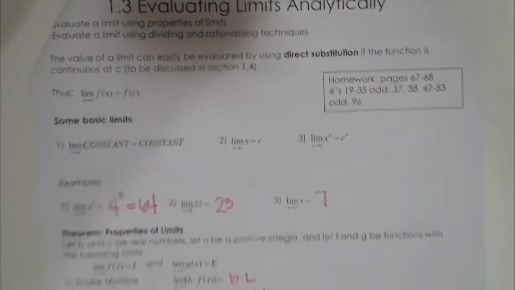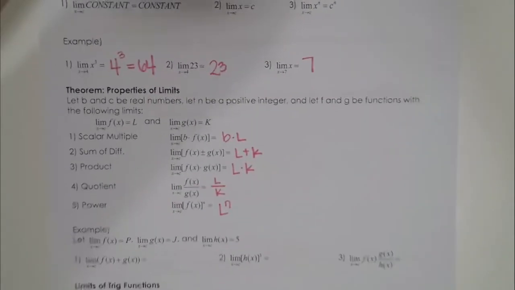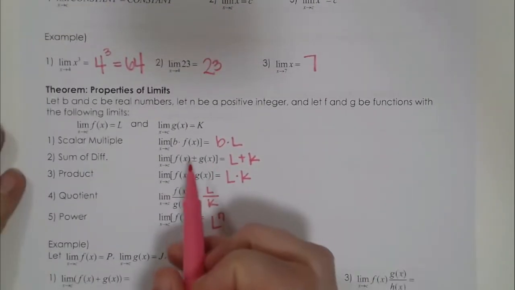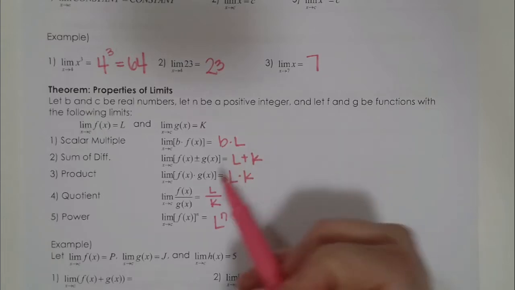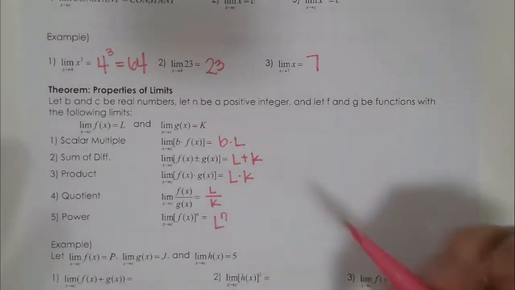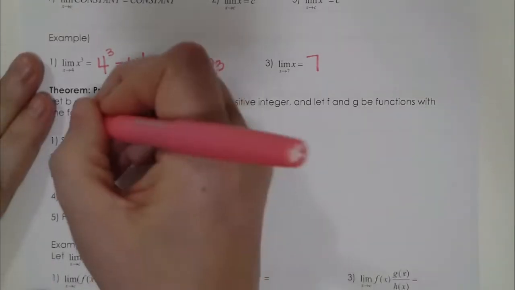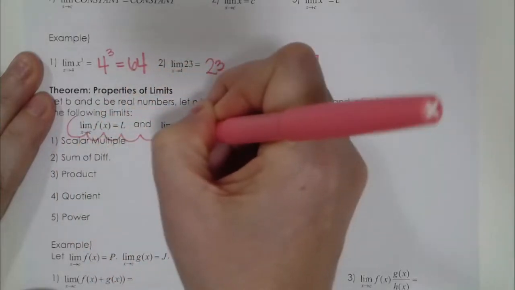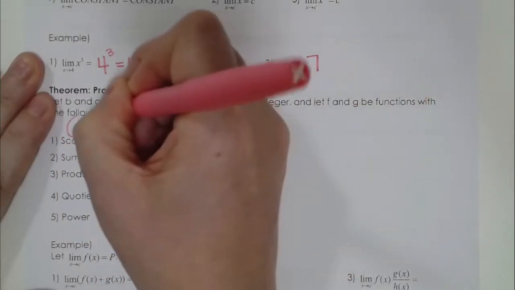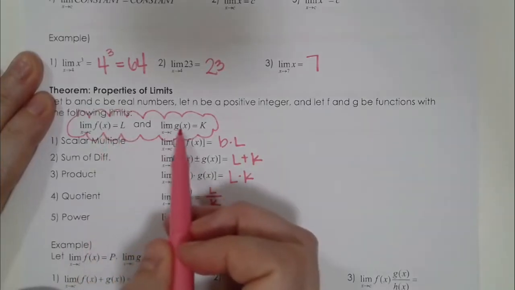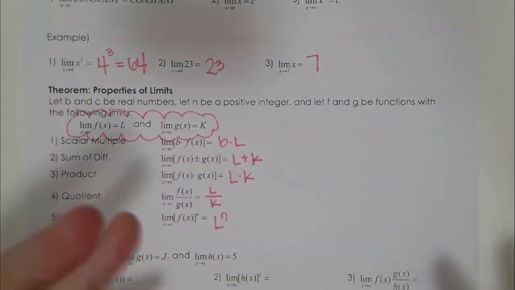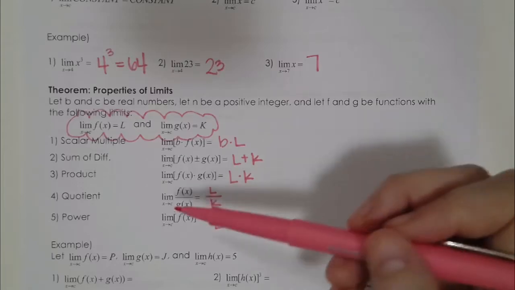So then even more properties of limits are right here. If we multiply by a scalar, we're just going to multiply the limit value by that number. If we have the addition of two functions, we're going to take the limit of each, and then we're going to add them together. These L's and K's come from right here. I'm sorry, I should have said that a second ago. The limit of f of x equals L, the limit of g of x equals K. So they found the limit, and we're just using a variable.